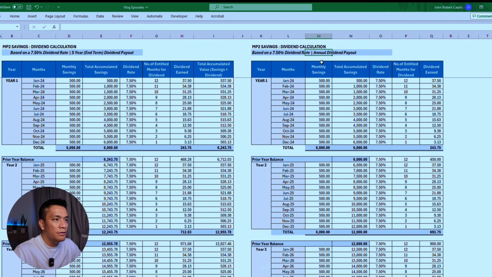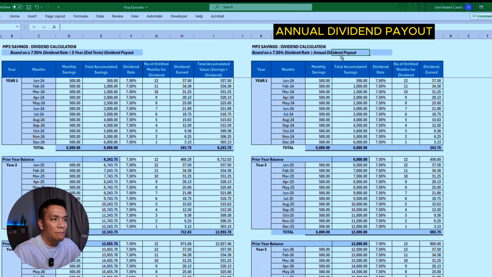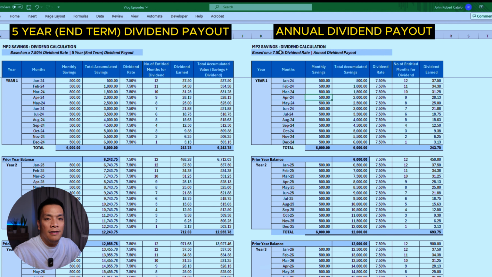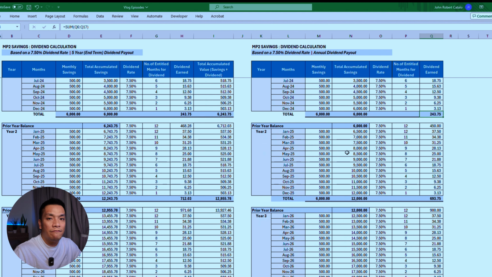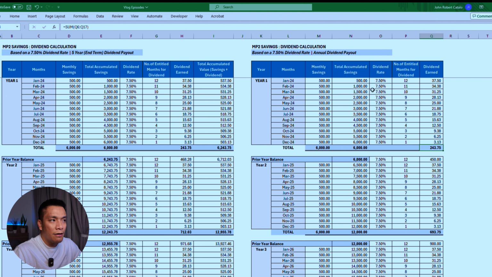So, ito naman yung table para sa annual dividend payout na option with the same assumption na 7.5% ang dividend rate and 500 pesos yung monthly contribution natin. So, of course, on the first year, same ang dividend earned, 240.75. Now, the difference is, sa annual dividend payout is, pwede mo nang ma-withdraw tong 243.75. So, unlike dito sa 5-year end term, hindi mo pwedeng makuha yung annual dividend. Pero dito sa option na to, sa annual dividend payout, ma-withdraw mo na to.